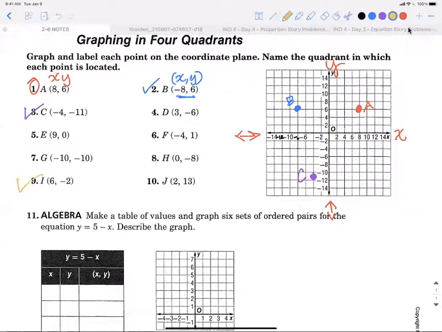Okay, 6, -2. So 6 is your X move. That's your left and right move. That is a positive move. So that tells us we're going to go to the right 6 and then down -2. So to the right 6 and then down -2 puts us right there. Okay. To the right 6, down -2, and that is point I. Okay, so we've labeled our points.